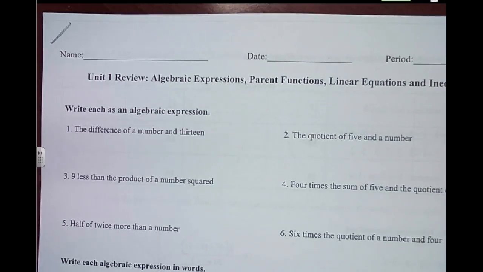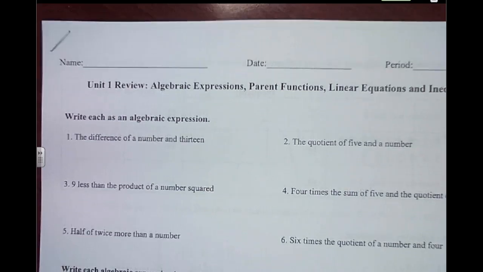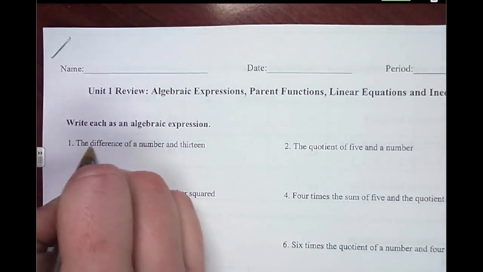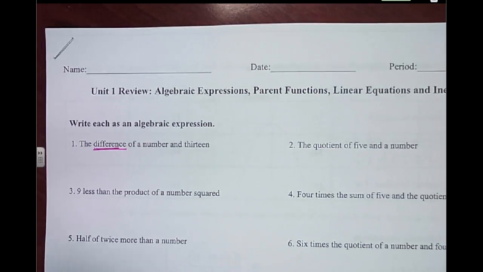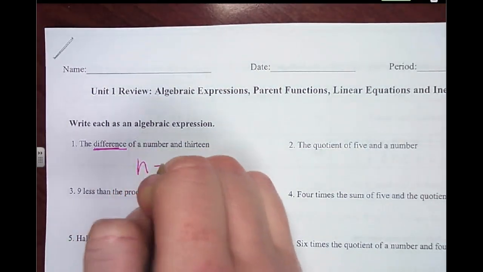Okay, so up at the top, we're just writing the algebraic expressions. It says the difference of a number and 13. Difference is subtraction. So when I do the difference of the two numbers, I'm going to just write it in order. The number minus 13.